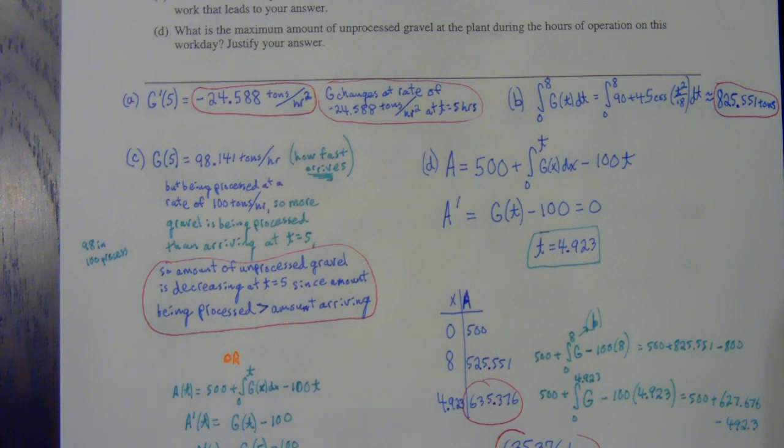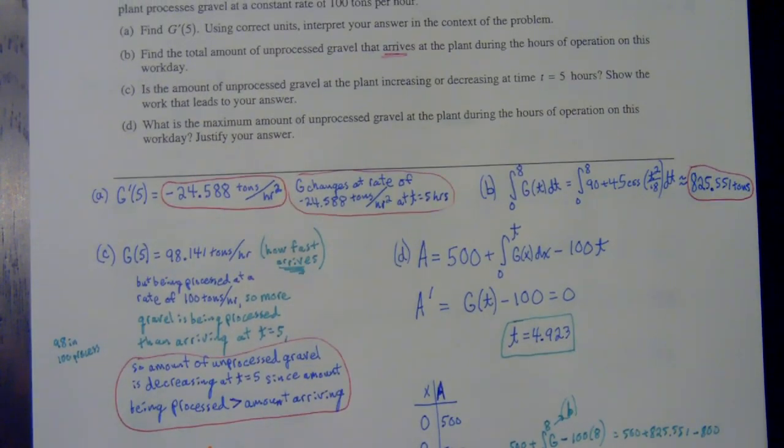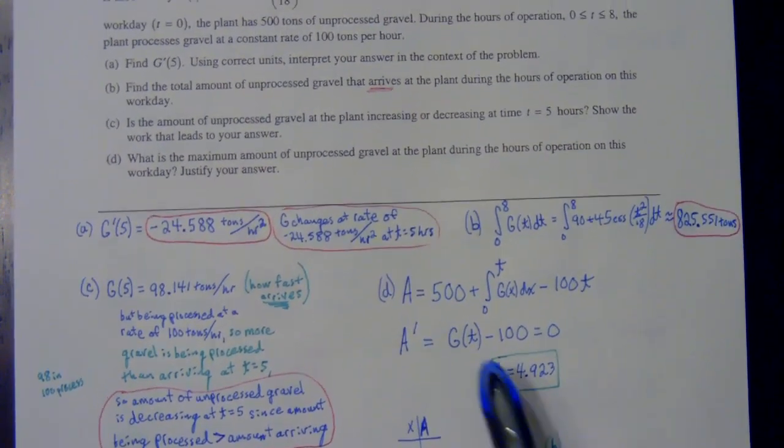If that was a little weird, let me do letter D, and then I'll show you an alternate way to do letter C. Letter D says, what is the maximum amount of unprocessed gravel at the plant? This is one of these problems where we have to take into account the total and get an equation for the total. I think it was on the 2003 or 2005 test, the sand problem on the AB or something. We did a total problem here where you have to take into account what was already there, what arrived at the plant, and what you already processed, right?